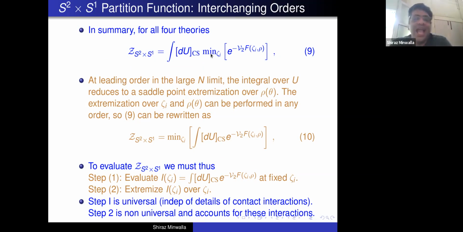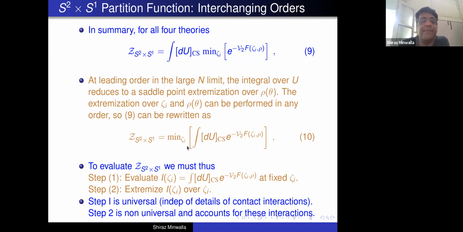Now, in general, if you had an expression of this form, this is all you could say. However, remember that these expressions were only valid in the large N limit. In that large N limit, this integral over U can also be performed in the saddle point approximation. And so it also reduces to some sort of extremization. So what are we doing here? Two extremizations. And so in the large N limit where these things were valid, you can equally well interchange the order of these two extremizations. In other words, you can interchange the order of this minimization and the integral over U. So this formula here can be rewritten in this form.